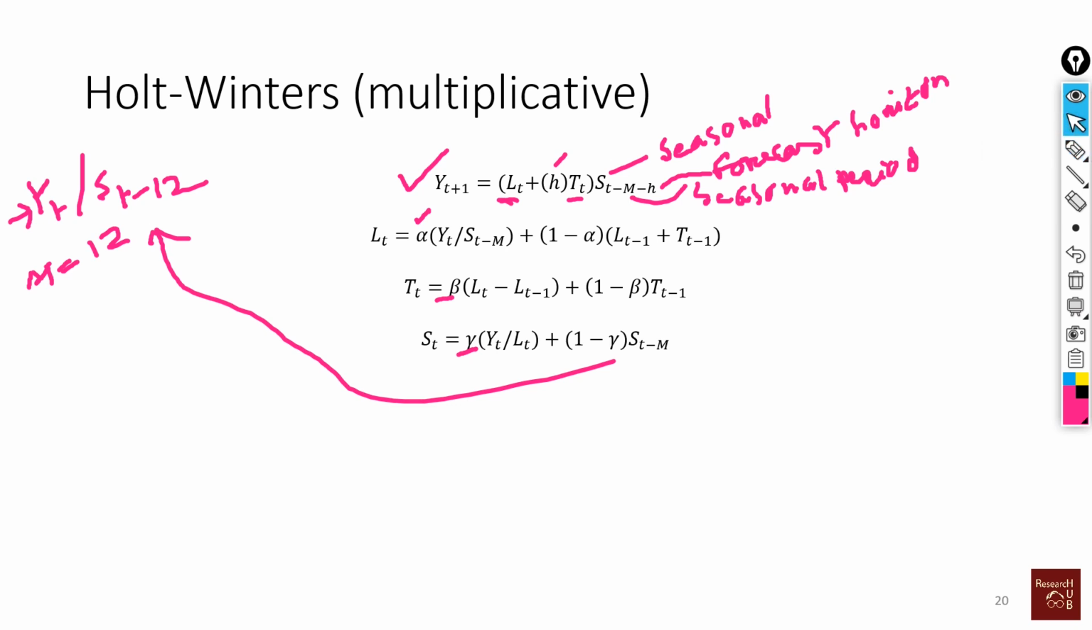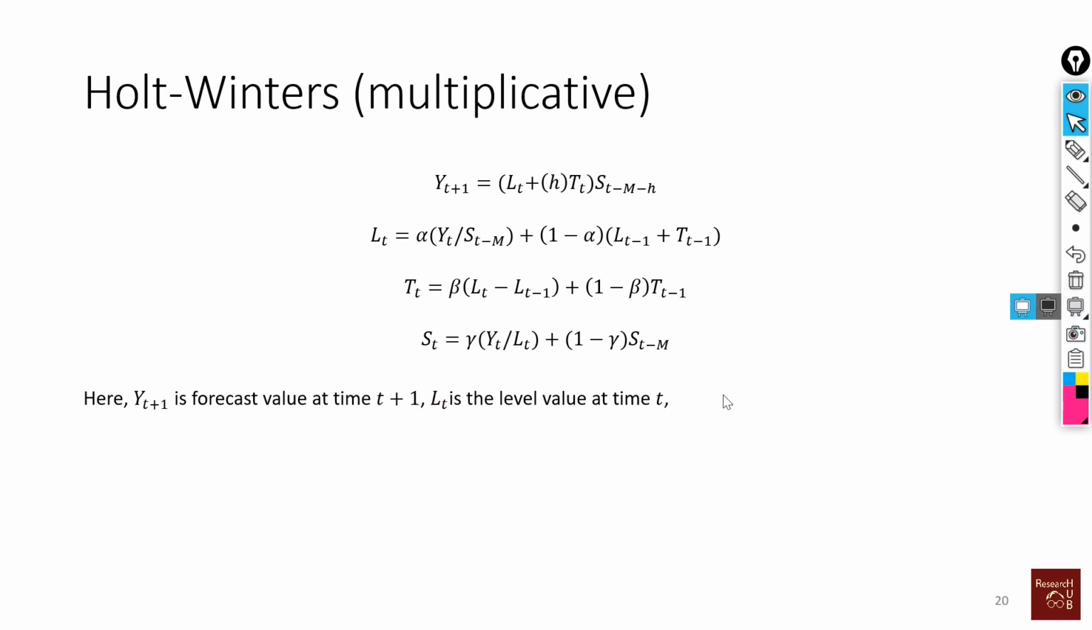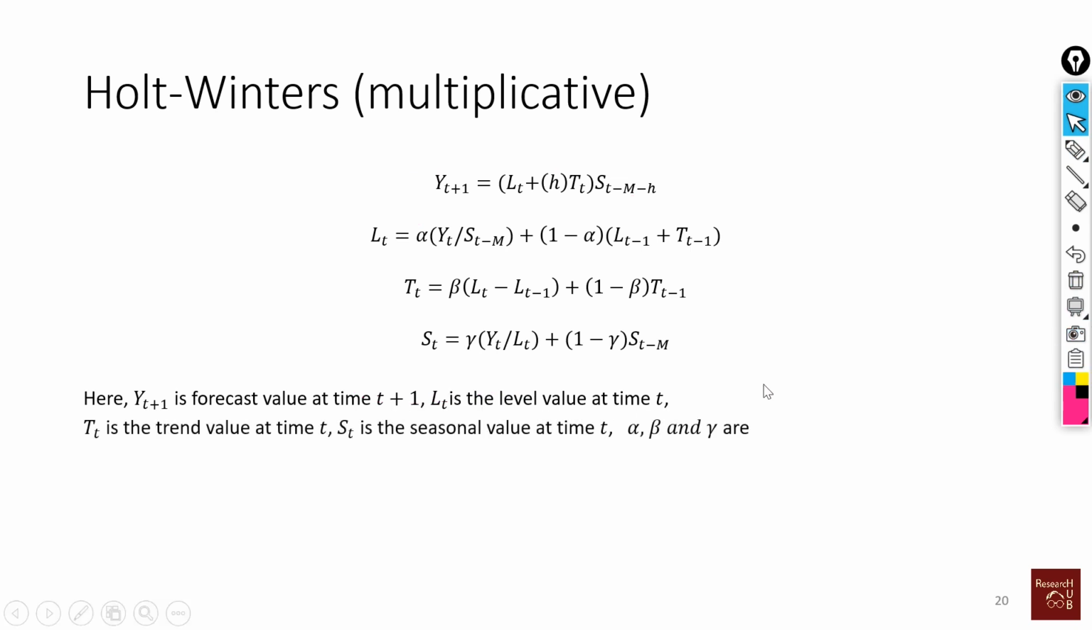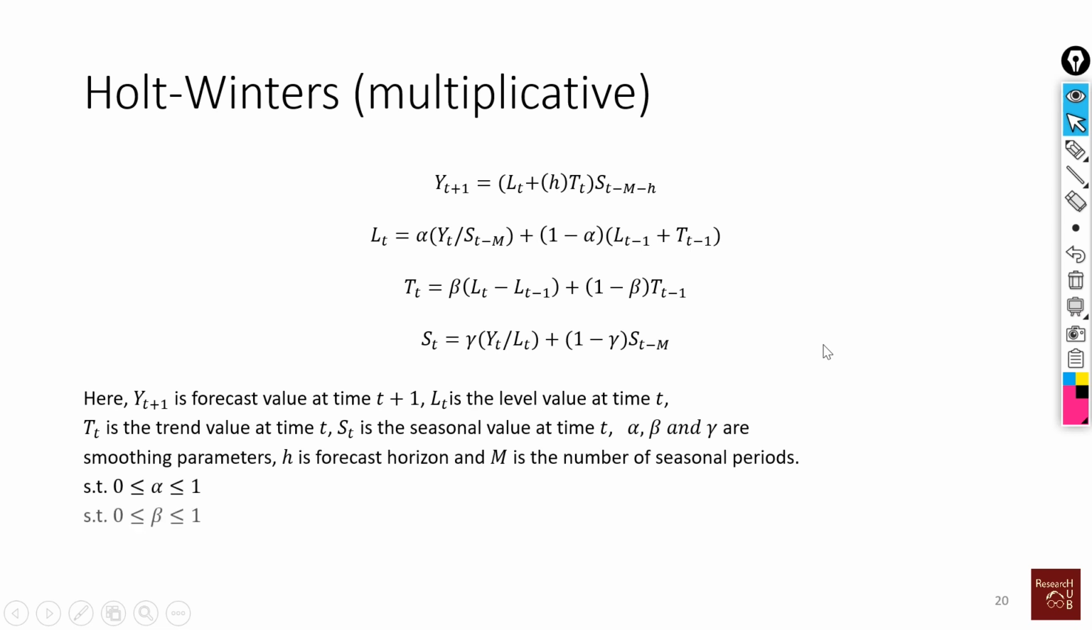So now what else do we have here? We have some explanation. y_{t+1} is the forecast value at time t+1, and L_t is the level value at time t, T_t is the trend value at time t, and S_t is the seasonal value at time t. Alpha, beta, gamma, these three are smoothing parameters, h here is the forecast horizon, and m is the number of seasonal periods. Alpha, beta, and gamma all three have to be between 0 and 1.